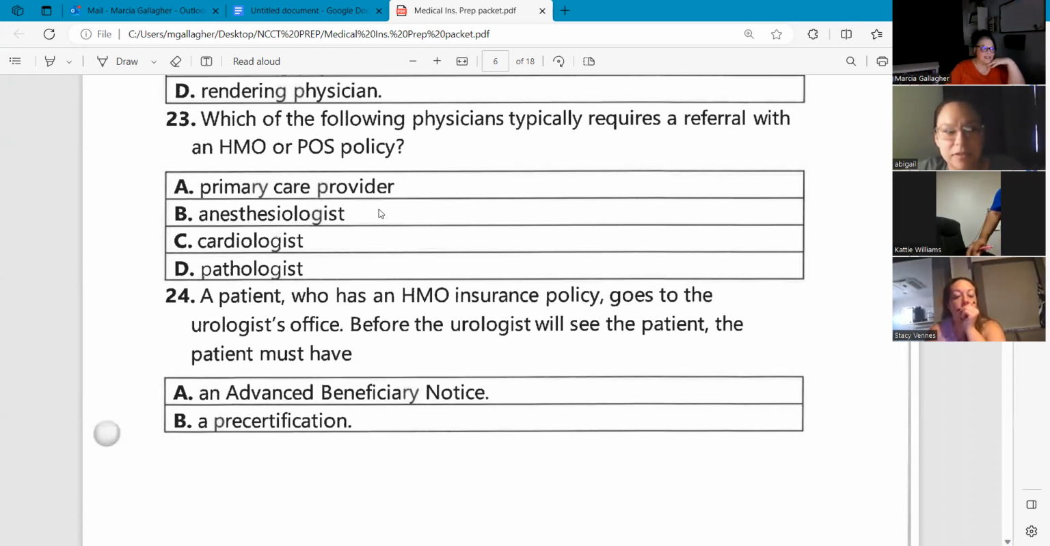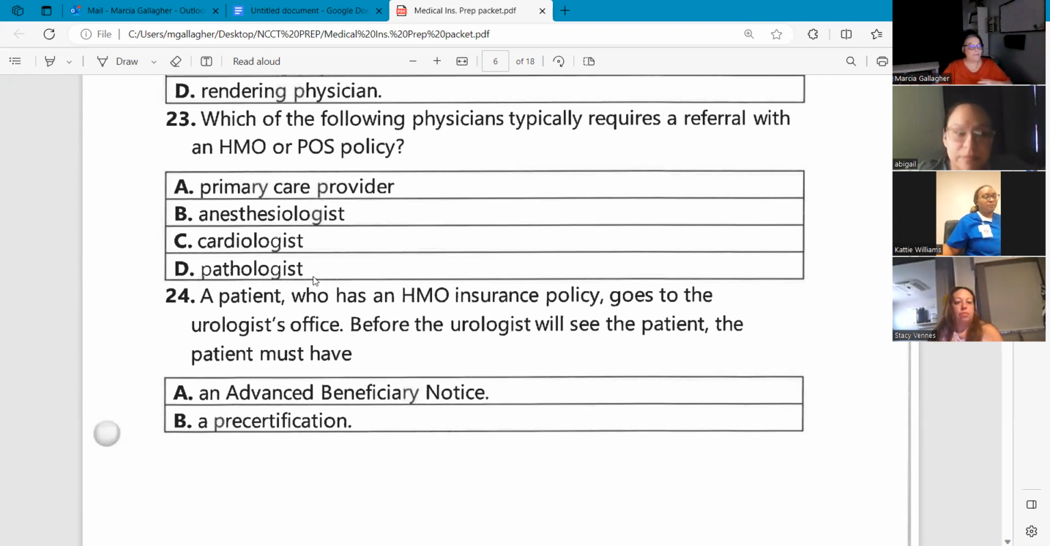Okay, so an anesthesiologist, let's talk about what an anesthesiologist is. That's who you see when you're in the hospital and you're going into a procedure, right? So you don't have to have a referral to see an anesthesiologist. What is a pathologist? When you have your blood drawn, it goes to the pathologist to be read, right? You don't have to have a referral for that. But a cardiologist is a heart specialist, right? You have to have a referral to see a cardiologist. So the answer is C.